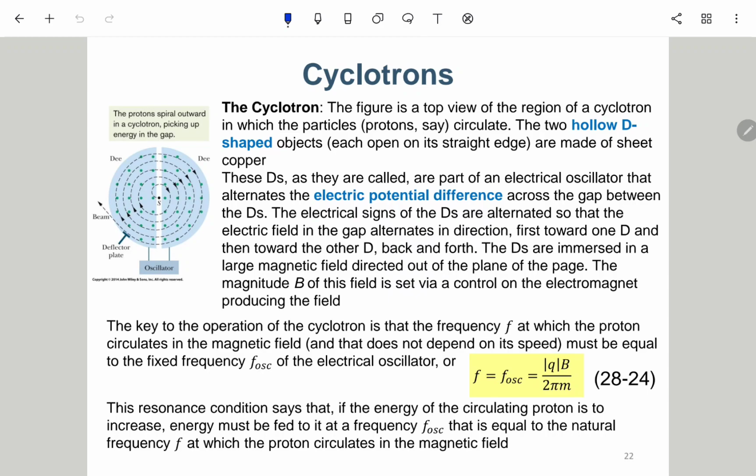Okay, so here we will introduce two types of particle accelerator. The first one is called the cyclotron. Cyclotron in Chinese is called 回旋加速器.